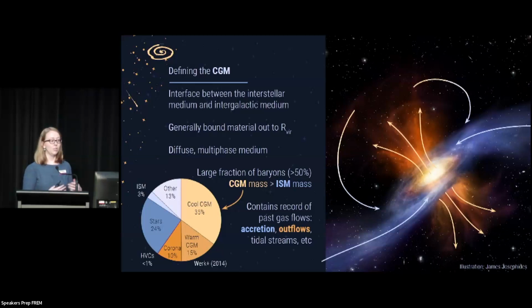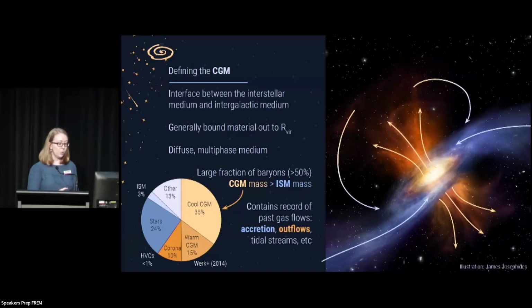the CGM is generally defined as the interface between the interstellar medium and the intergalactic medium, and the boundaries here are quite fuzzy, although the interstellar medium boundary, we think we've found that. This gas is generally found to be bound to the galaxy out to about the virial radius. And the CGM contains a large fraction of baryons, so it seems to contain at least 50% of baryons in galaxies, where the CGM mass is much larger than the ISM mass.